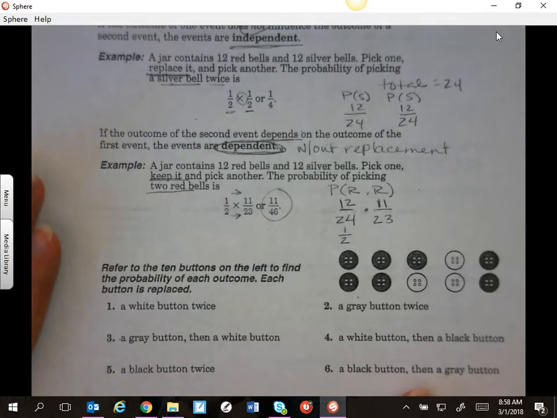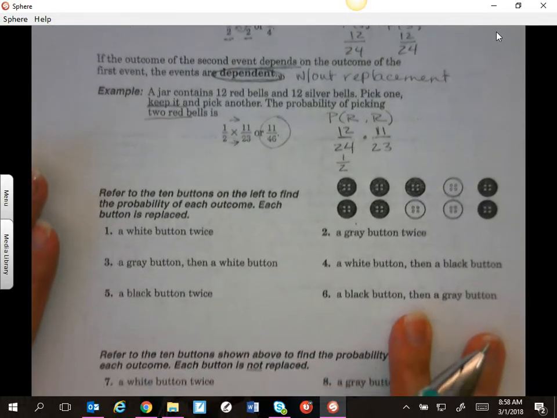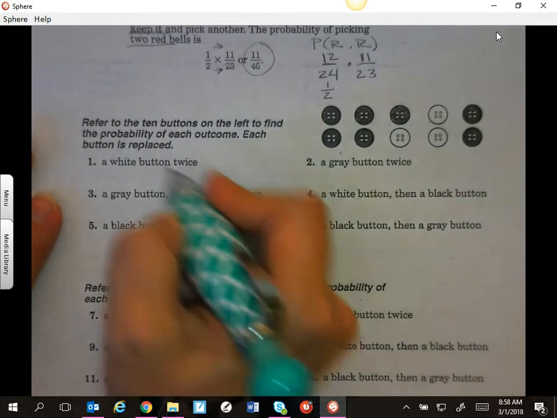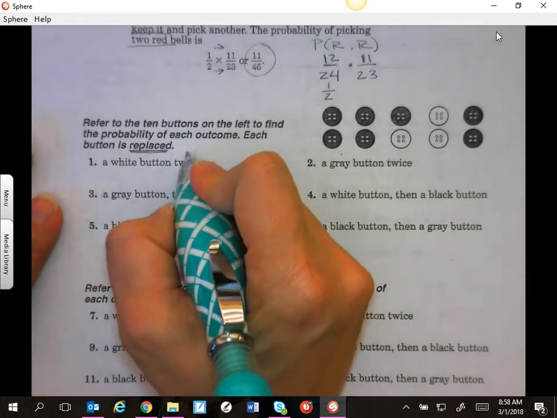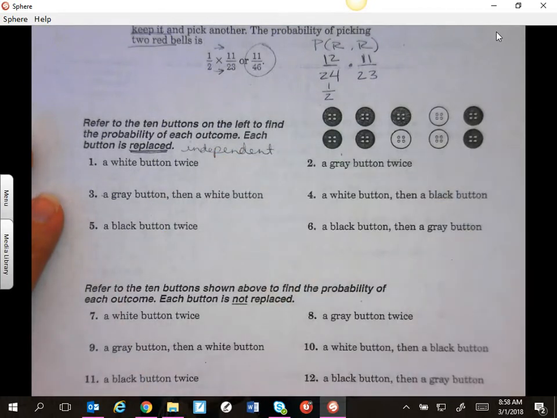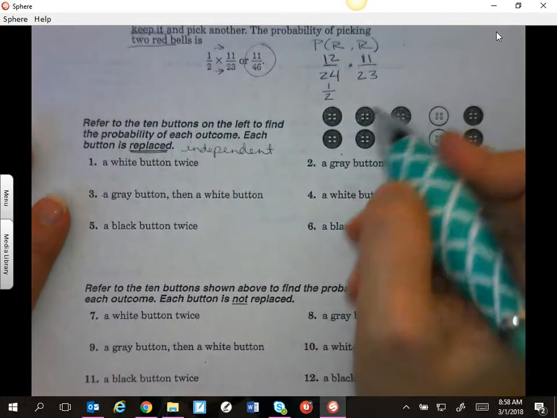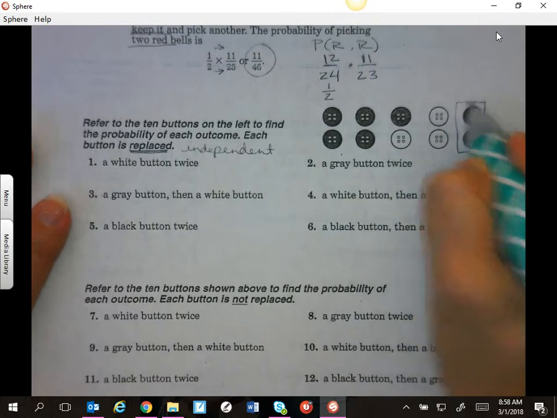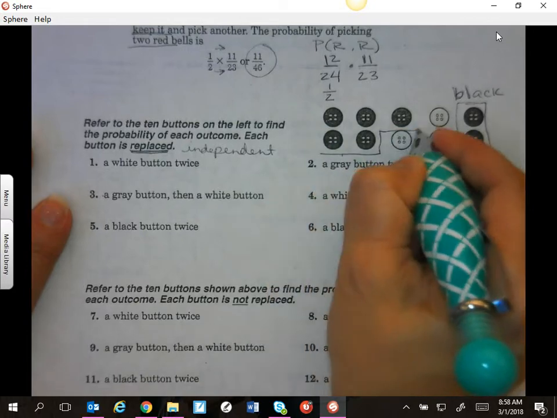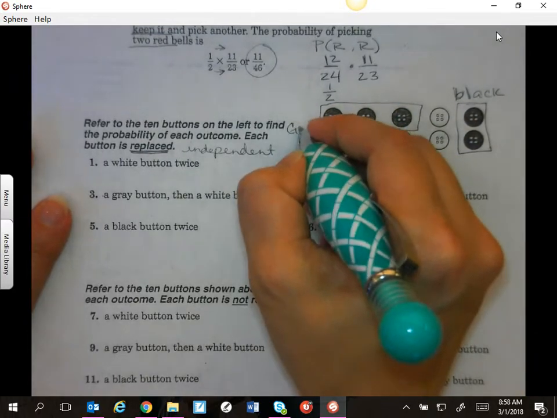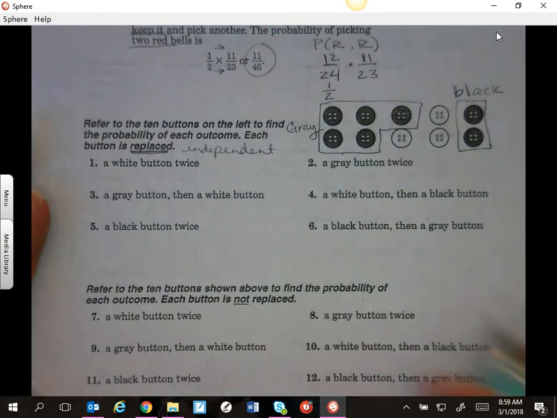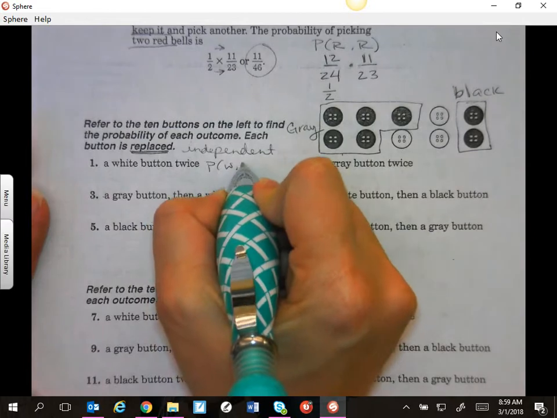So we're going to do a little bit of practice with this. It says refer to the 10 buttons on the left and find the probability of each outcome when each one is replaced. So this is what we call independent. There will be 10 buttons in the bucket at all times. Now, it's very, very hard to tell based on the colors, but these are the black buttons, and these are the gray buttons. And then obviously those in the middle are white. So a white twice, so the probability of a white and then a white.